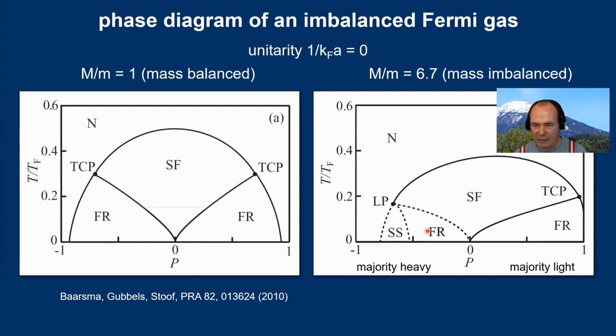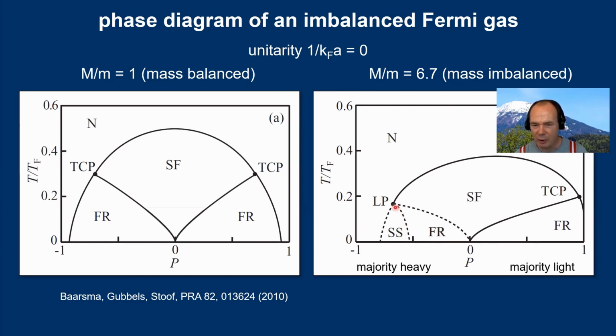And if you look at the right-hand side, it's very similar. You have a forbidden region, you have the superfluid range, you have a normal region. This is the side which is not so interesting. Very interesting now is the other side. Negative polarization in this diagram means there is a majority of heavy particles, so more dysprosium than potassium, let's say, in this example. And then something new happens.